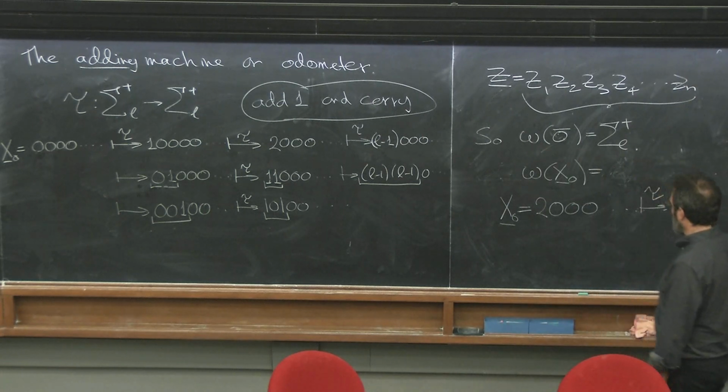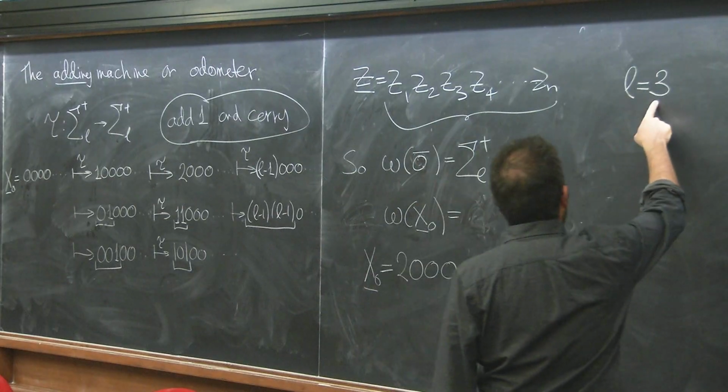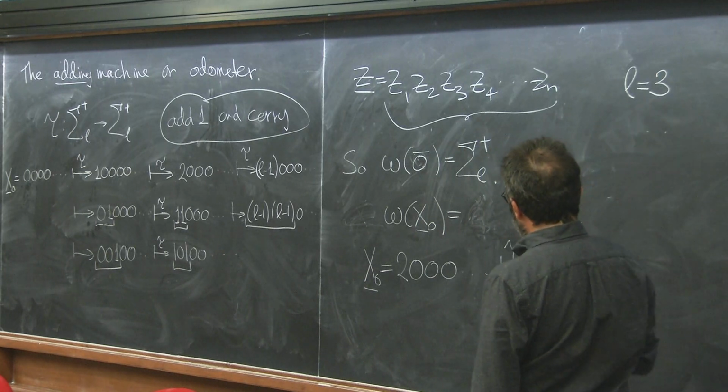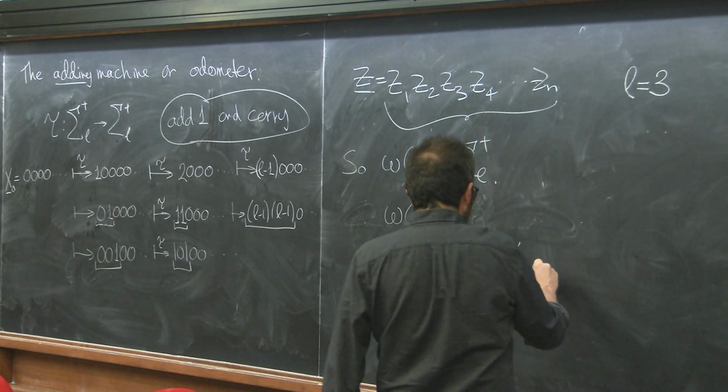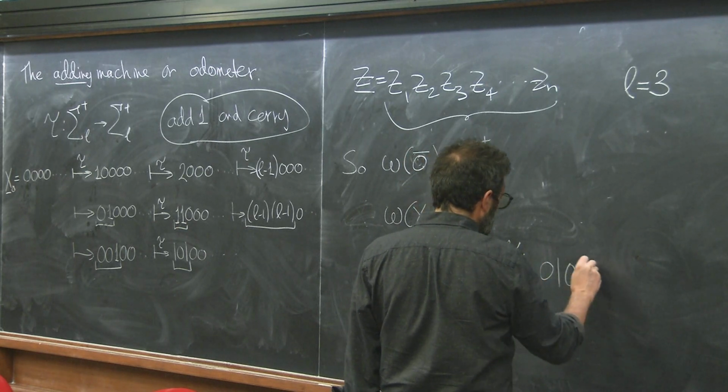We apply tau, what do we get? 3 up to L minus 1. So L is 3, right? So we're already at L minus 1. Yes. So we have to carry, so we get 0, 1, 0, 0, 0.